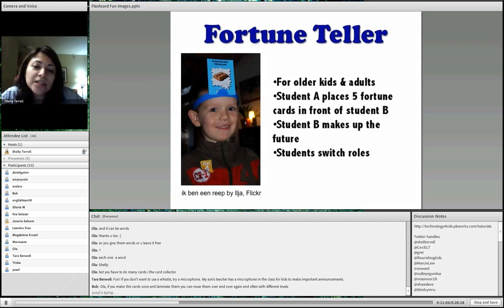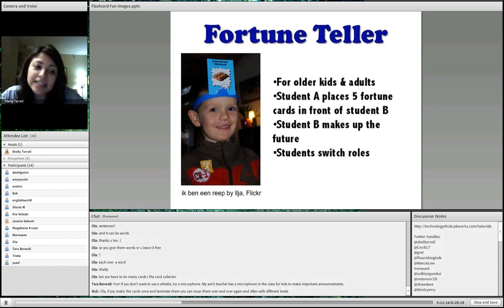So, and it could be an object. It could be anything with computers. It could be even an adjective. You can make specific types of questions. You can tell them to ask who, what, when, where questions. It's up to you. You can be pretty flexible with this.